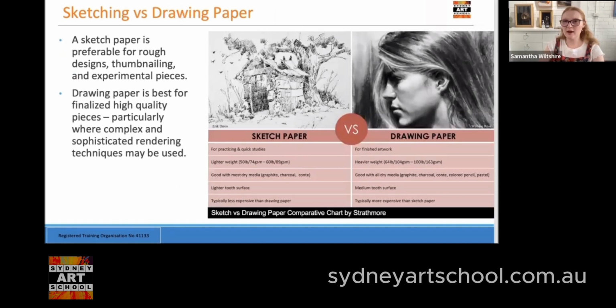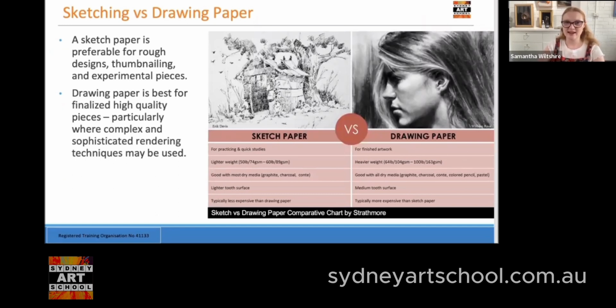We can also think about paper in terms of there being two main types. And Strathmore has a really great little diagram that outlines the difference between the two. So we've got sketching paper and drawing paper. A sketch paper is usually preferable for rough designs, thumbnailing, or experimental pieces. And drawing paper is best for finalizing high quality pieces. So particularly in cases where we might have some really complex or sophisticated rendering techniques going on, we want to make sure we're choosing a paper which will support what we're doing.